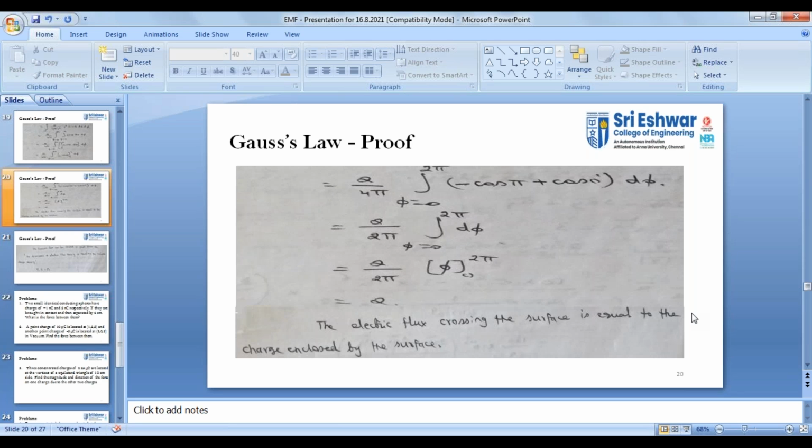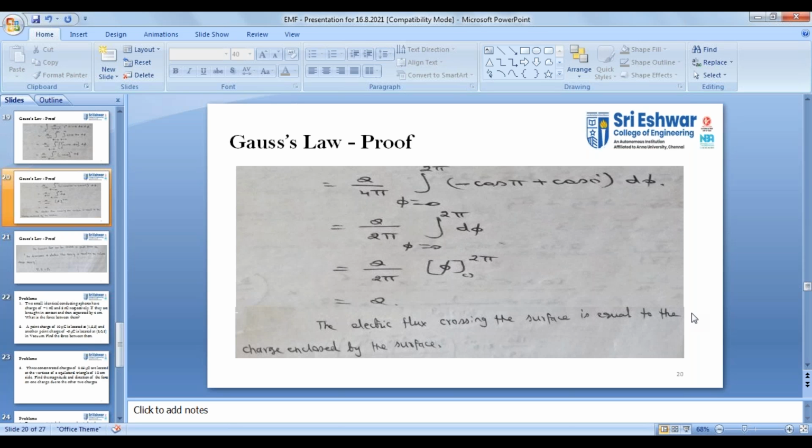So minus cos pi. Cos pi is minus 1. So minus of minus 1 is 1, plus cos 0 is 1. 1 plus 1, 2. So it will become 2 actually. 2q by 4 pi. That's why the 2 and the denominator 4 get cancelled. Remaining is q by 2 pi times the integration of d phi with the limit 0 to 2 pi. If I do that, it will become 2 pi. So 2 pi cancels. Remaining is just q. That is the electric flux phi is equal to q.